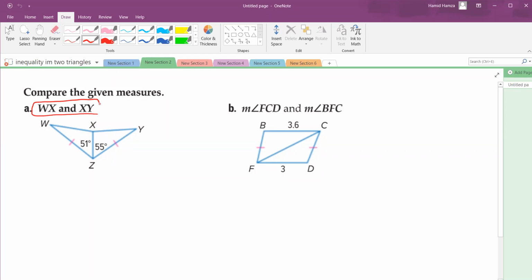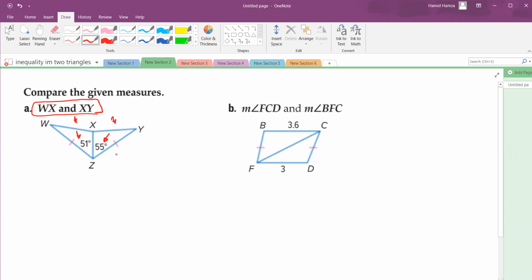We want to compare between WX and XY. Where are they? This is WX. Where is XY? This one. What is the opposite angle? 51. What is the opposite angle? 55. Okay, guys. Which one is greater? Can I compare between them using these angles? Yes, if the other two sides are congruent. So what are the other two sides?